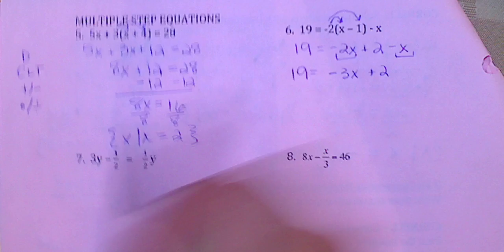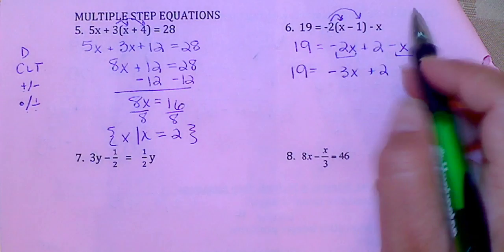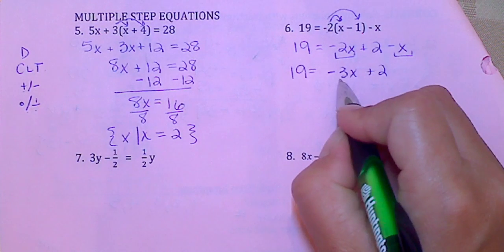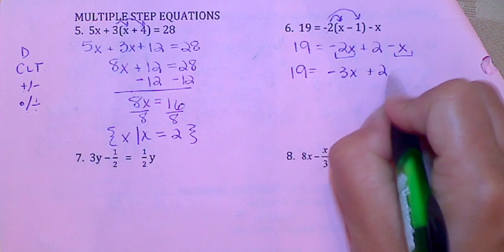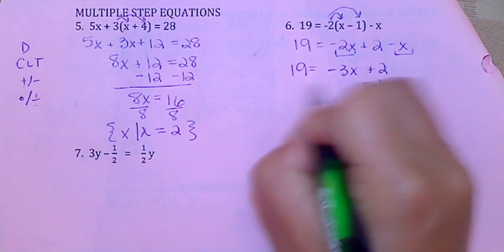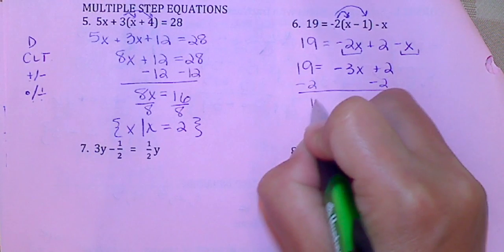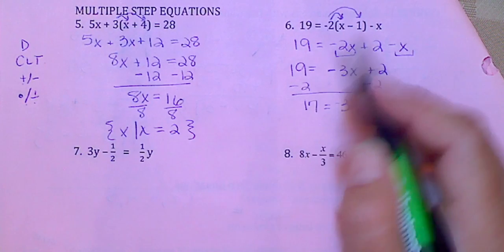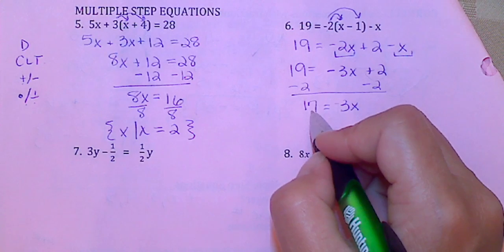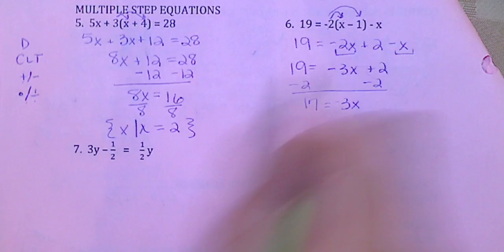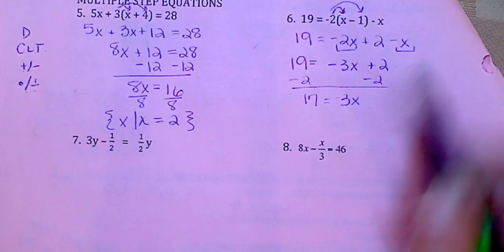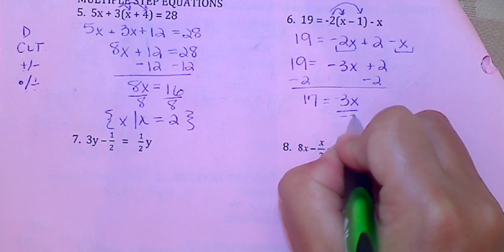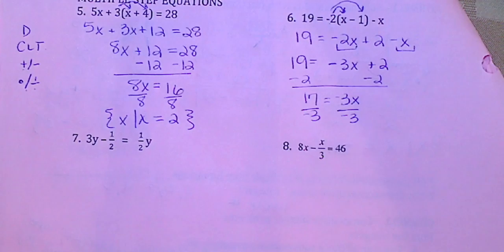Now we want to undo addition and subtraction. So the one that is not touching the x always goes next. So instead of adding 2, we'll subtract 2. So we get 17 equals negative 3x. And part of you is probably going, oh, I must have done something wrong. But you actually are on the right track. We want to undo multiplication and division. So we're going to divide by negative 3.